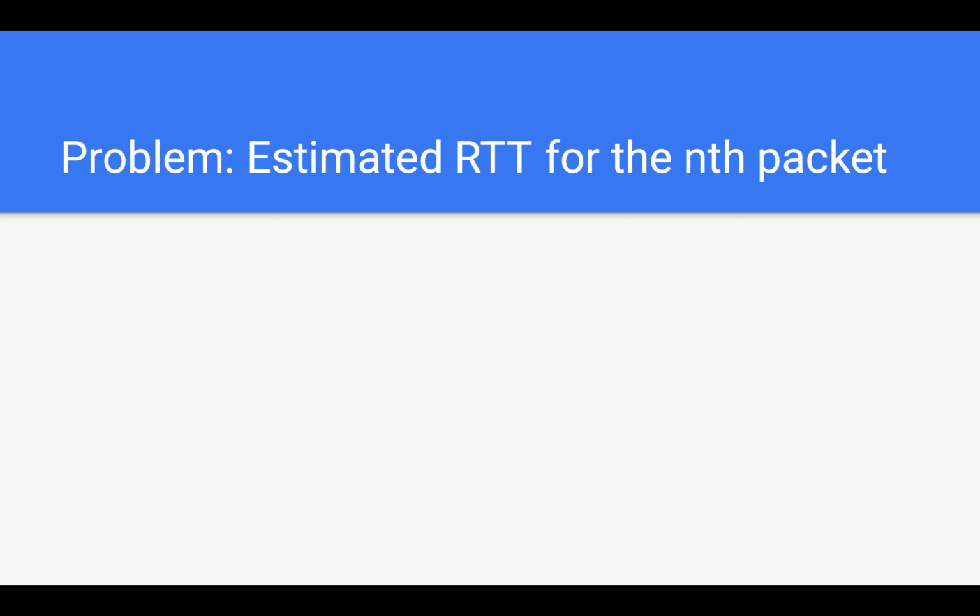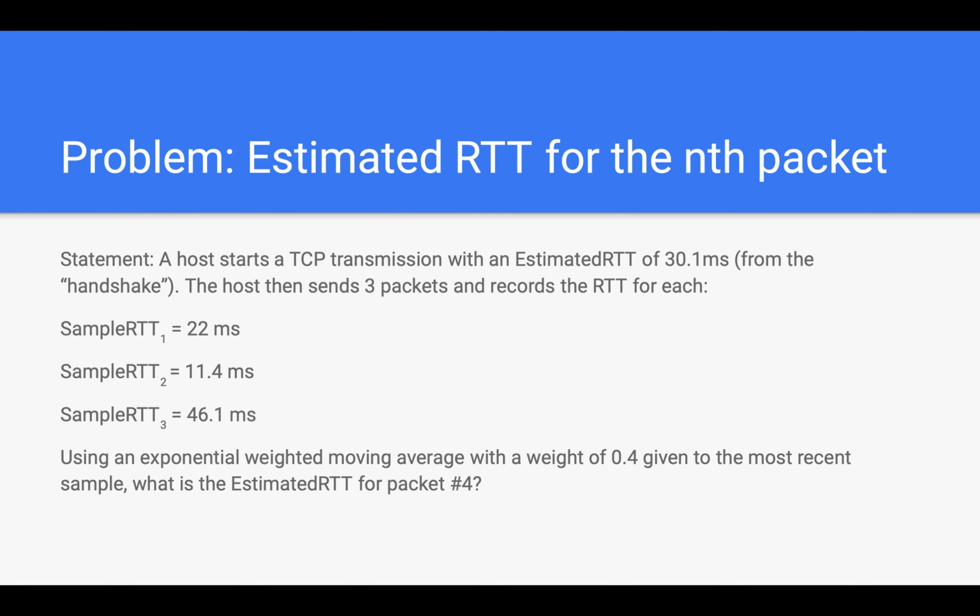So here's an example problem, in which you need to find the estimated RTT for the nth packet. The statement is: a host starts a TCP transmission with an estimated RTT of 30.1 milliseconds. The host then sends 3 packets and records the RTT for each. The first being 22 milliseconds, the second being 11.4, and the third being 46.1, sorry. Using an exponential weighted moving average with a weight of 0.4 given to the most recent sample, what is the estimated RTT for packet number 4?